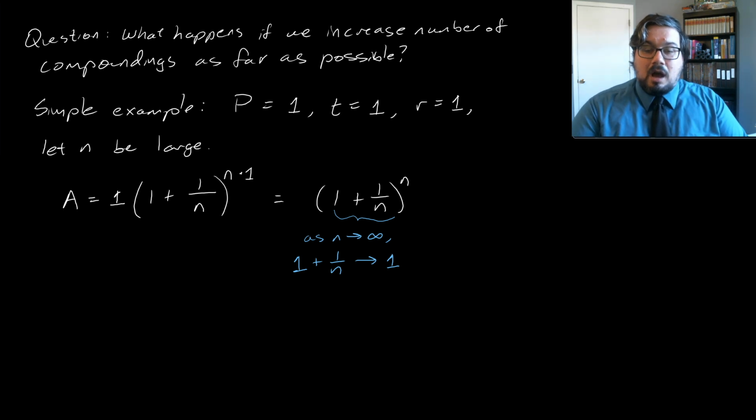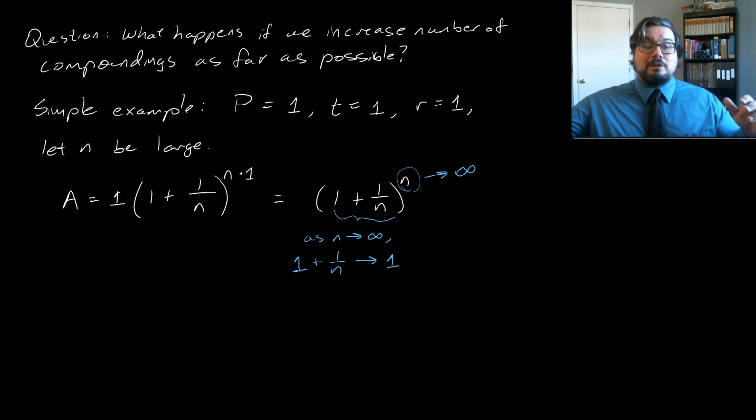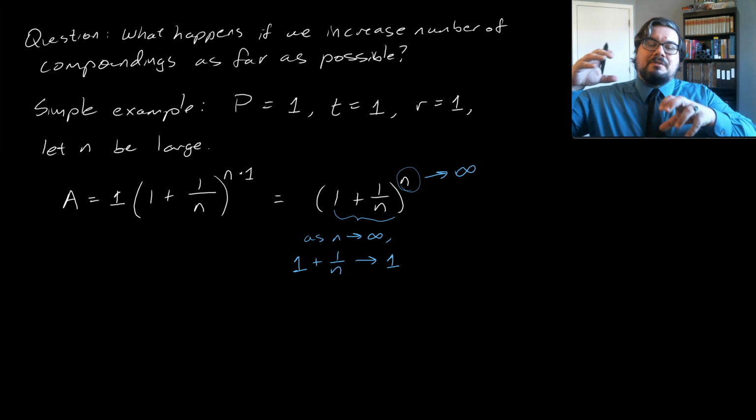On the other hand, as n goes towards infinity, this exponent here goes off towards infinity and is getting huge. And if we take a number bigger than 1 and we raise it to a large number, we're going to get a very large number because we're multiplying a whole bunch of things that are all bigger than 1 together. That's going to give us a large number. And so we've got these two pieces of the puzzle that are sort of fighting against one another.